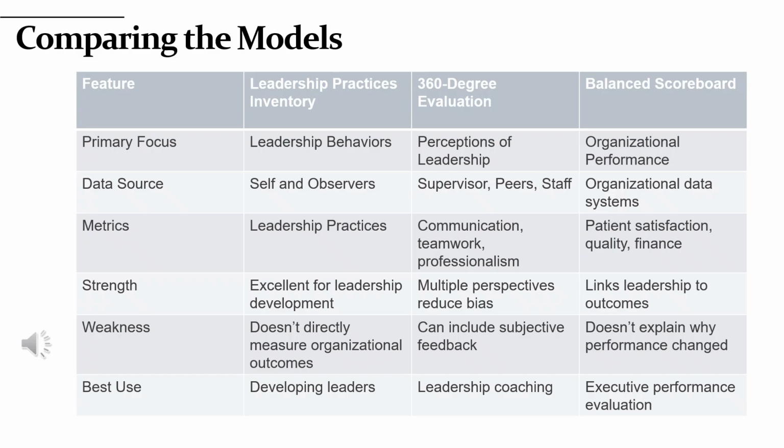This provides a more complete picture of a leader's interpersonal skills and how their leadership is experienced by others throughout the organization. The balanced scorecard takes a different approach by measuring organizational outcomes. Instead of focusing on behaviors or perceptions, it evaluates whether leadership has contributed to improved financial performance, patient satisfaction, quality of care, and employee engagement. Each model has unique strengths, but no single assessment provides a complete picture of leadership effectiveness. When used together, they balance the approach by evaluating leadership behaviors, interpersonal effectiveness, and measurable organizational results. This combination helps healthcare organizations make more informed decisions about leadership development and performance improvement.